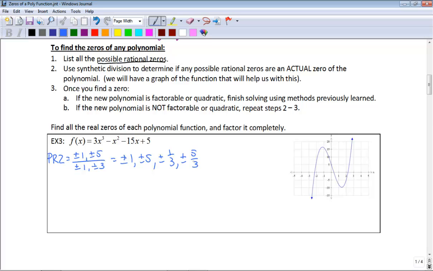So if I have a rational zero for this function, it's going to be one of these choices. Step 2, we use synthetic division to figure out, well, are any of these zeros a real zero? Well, let's take a look at this graph. That's why this graph is there.